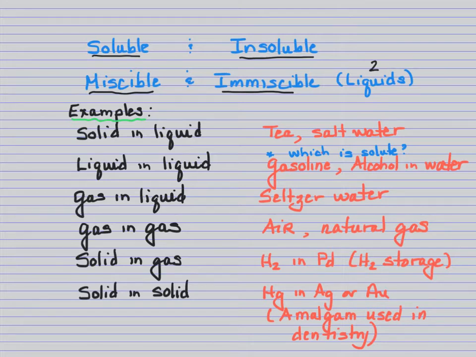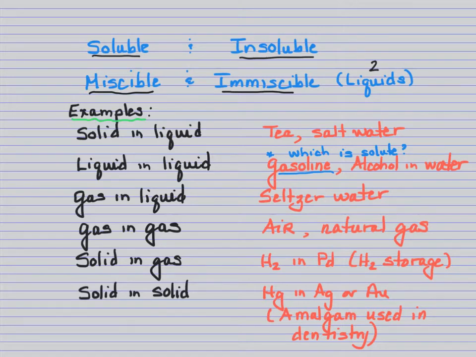So here's some examples of solutions. You might always think of solutions as a solid in water, so solid in a liquid, something like tea or salt water. You can also have solutions which are liquid in liquid. If you go to the gas pump, you'll see that the gasoline, there's different kinds. It just has to do with the percentage of octane mixed up with other alkanes, or alcohol and water. When you deal with liquids and liquids, which one's the solute? Convention generally says that whichever you have less of, you call the solute. It doesn't really matter. A gas in a liquid, something like seltzer water.